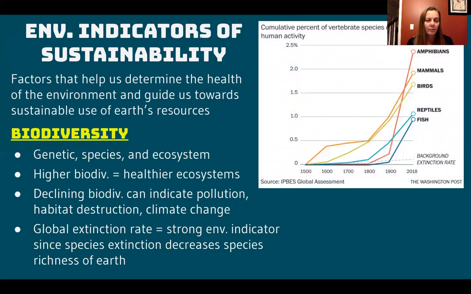So biodiversity is one of our big indicators of sustainability. We want to keep biodiversity high in order to have a sustainable ecosystem. And you can see that our global extinction rate has skyrocketed in the last 120 years. This is over and above what we consider the background extinction rate. There are species going extinct all the time, but in the last 100 years, we've gone far. More species have gone extinct faster.